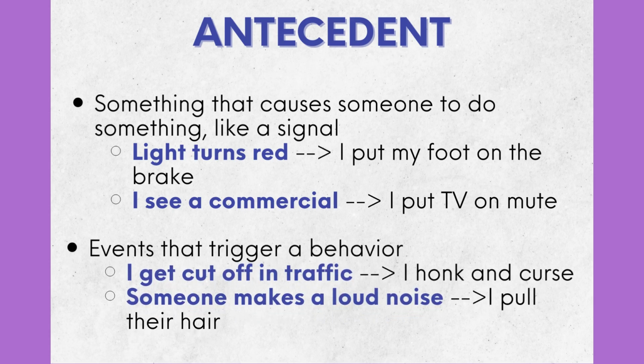There can also be events that trigger a behavior. So let's say someone cuts me off in traffic and I respond by honking and cursing at them. The antecedent would be getting cut off in traffic, and the behavior is honking and cursing. For another example, let's say we have a learner that hears someone make a really loud noise, and they respond by pulling that person's hair. The antecedent would be someone making the loud noise, and the behavior would be pulling their hair.